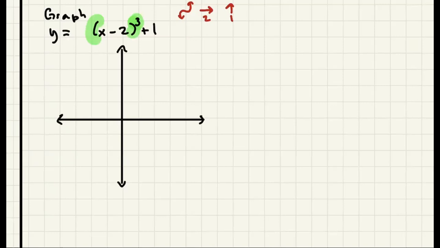So we're gonna go to the right 2, up 1. And then we haven't done any stretching, so we're gonna go up 1, over 1, down 1, over 1 from that point. And then you're just gonna draw the shape. Okay, you're gonna draw the shape. And that's it. All right, that's basically it. You're gonna keep the same shapes as the other ones.